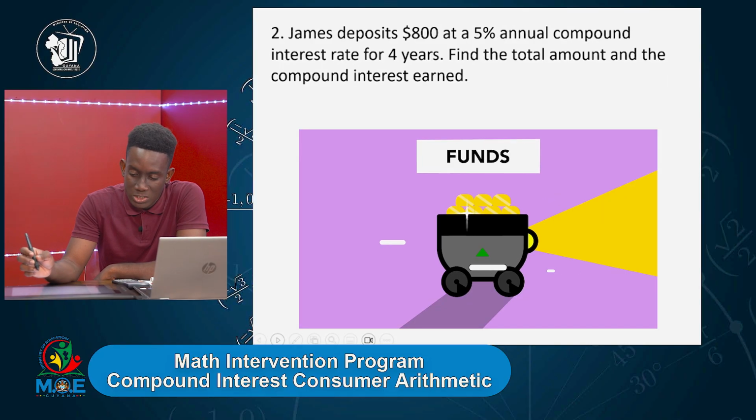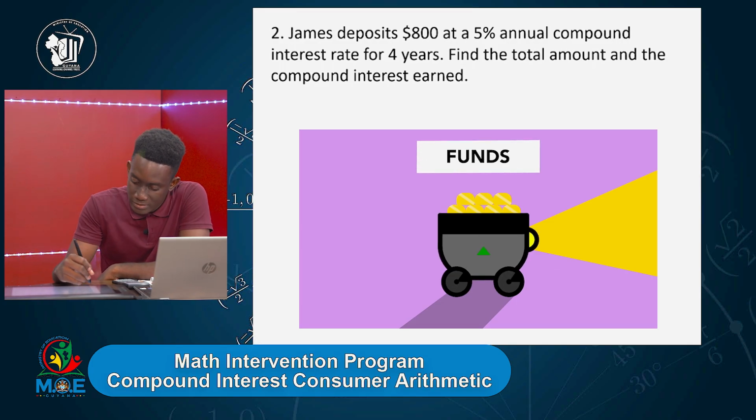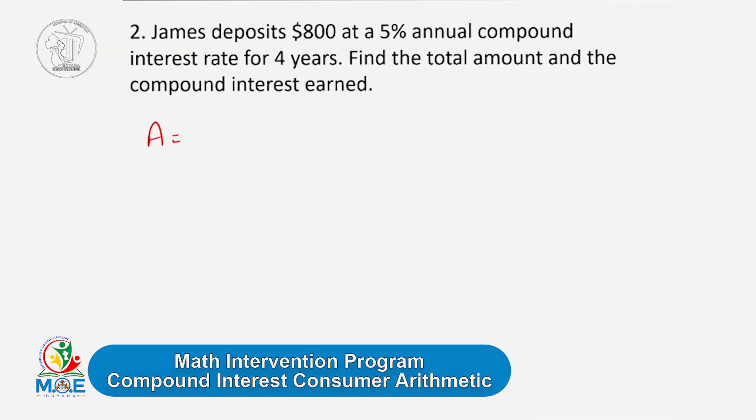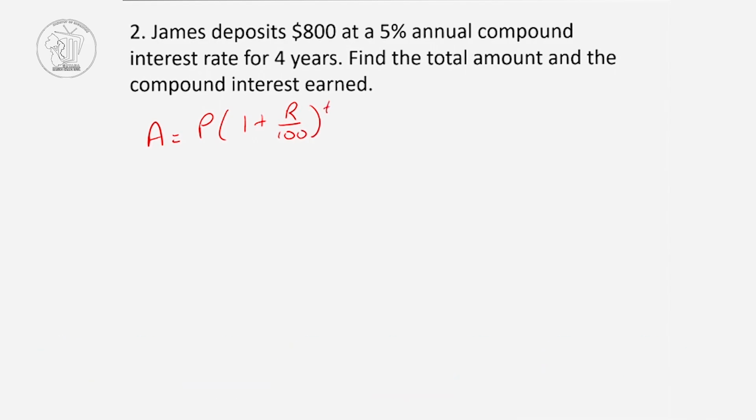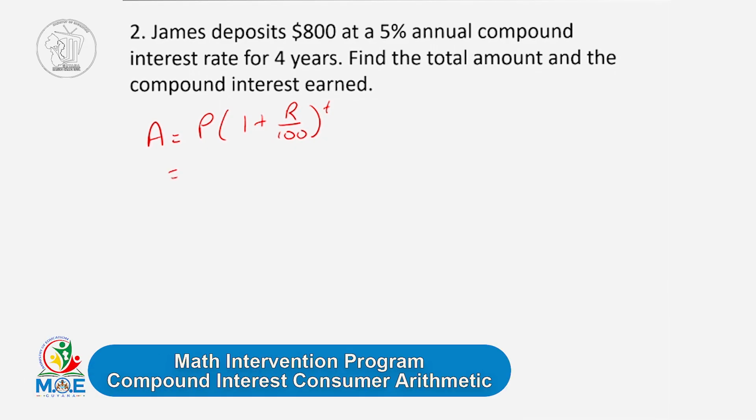So in this case, we use the formula. The amount is equal to the principal multiplied by 1 plus the rate over 100, all raised to the T power, which is the number of years, or sometimes it can be n. It doesn't really matter. The principal is the amount of money borrowed or invested. In this case, the principal is $800. So it's 800 multiplied by 1 plus the rate, which is 5 over 100, all raised to the number of years, which is 4.